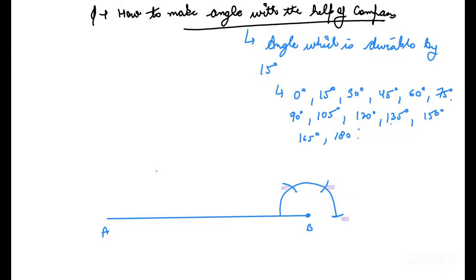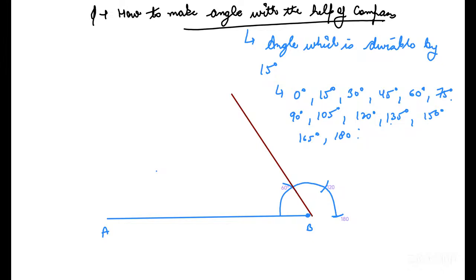Now, how to make 30 degree? For that, you need to first make 60 degree. For example, you make 60 degree like this. This is the 60 degree you make. Now, from 60 degree we have to make 30 degree, so we make an angle bisector.